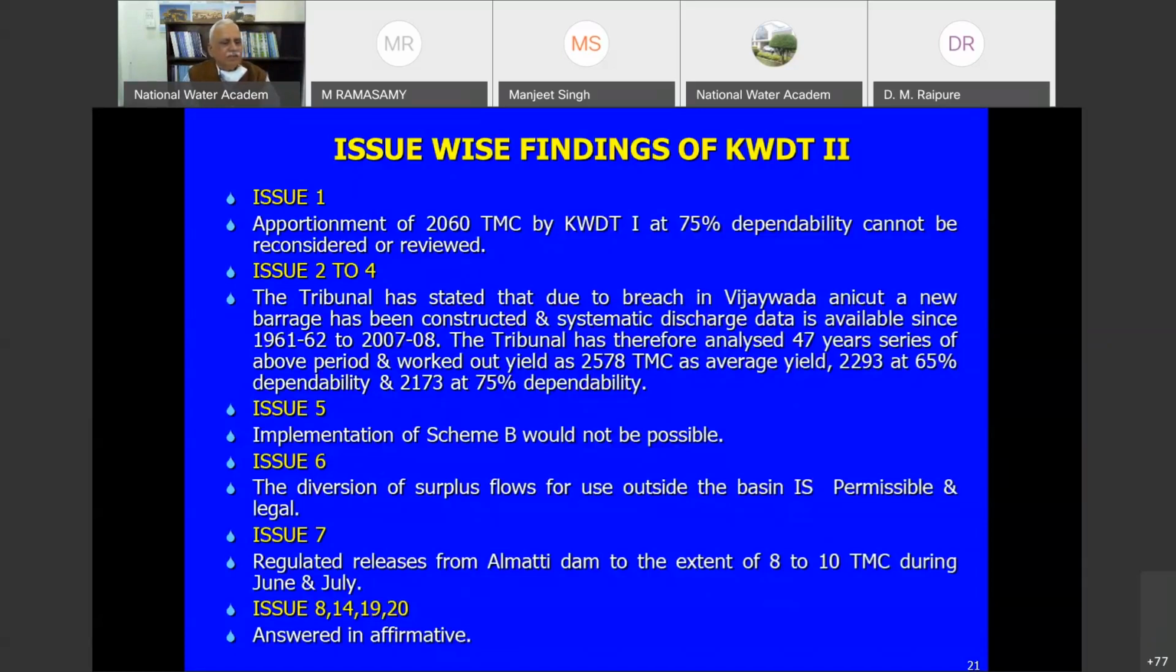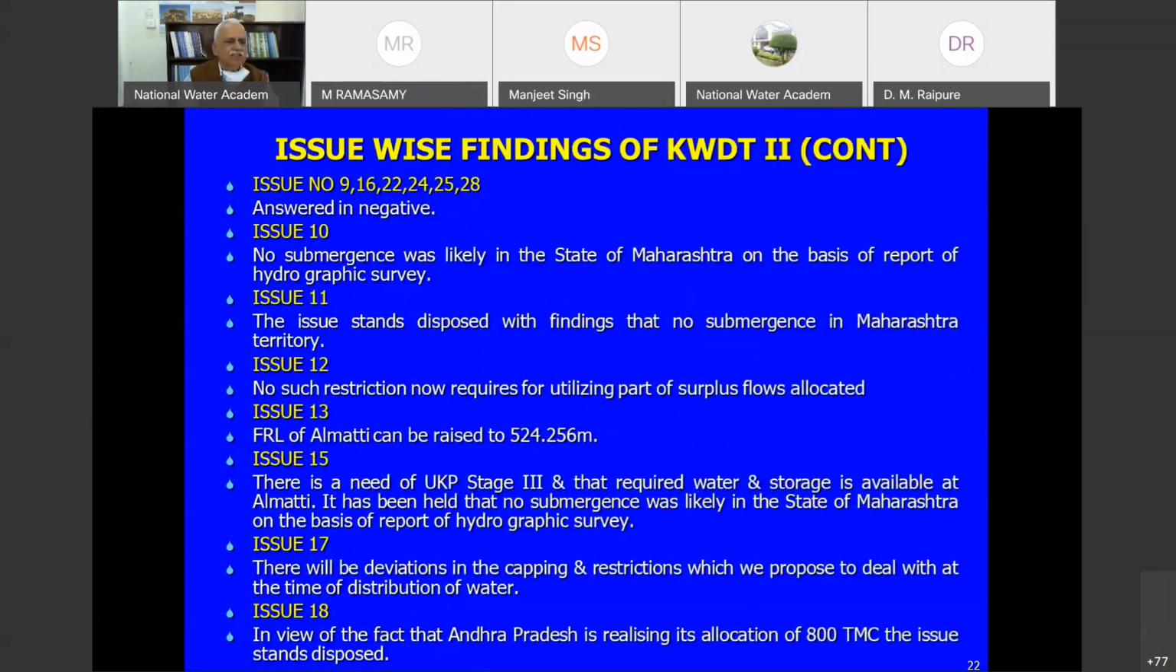Issue number 5, it found that the implementation of scheme B would not be possible. Issue number 6, the diversion of surplus flows for use outside the basin is permissible and legal. On issue number 7, they found that regulated releases from Almatti Dam to the extent of 8 to 10 TMC during June and July should be permitted. Out of the 30 issues, issue numbers 8, 14, 19 and 20 have been answered in affirmative, whereas issues number 9, 16, 22, 24, 25 and 28 have been answered in negative.